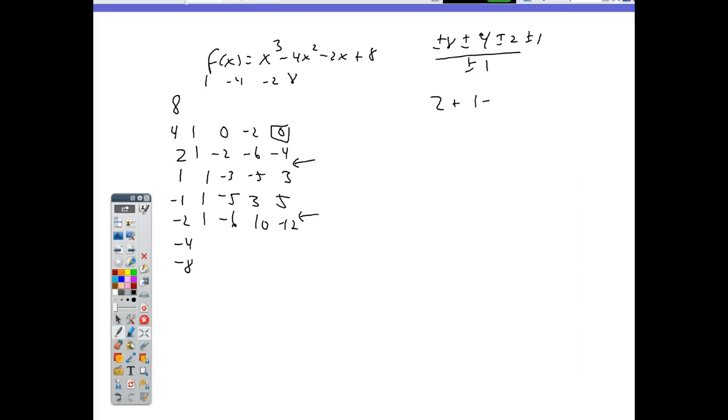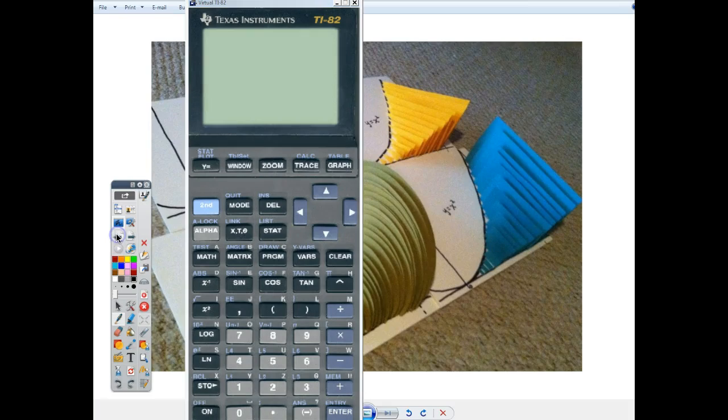In question. Put the equation for that graph. So I'm going to go ahead and get my calculator out.